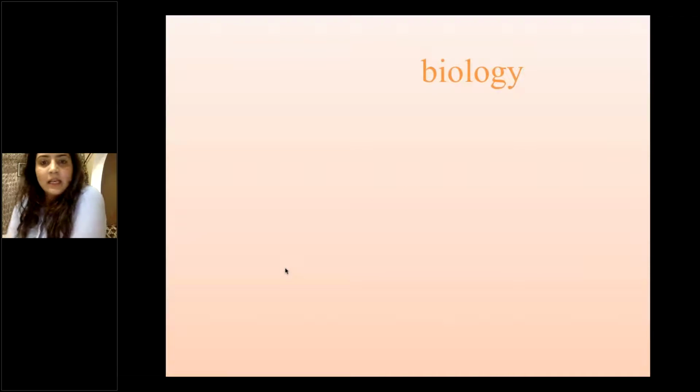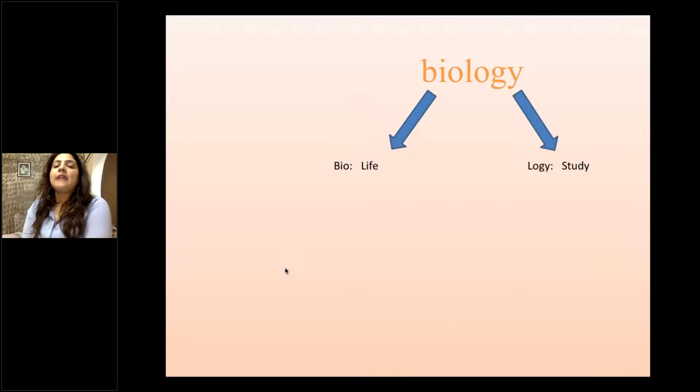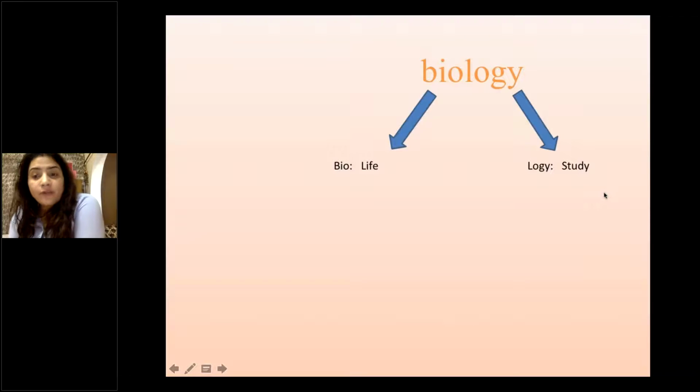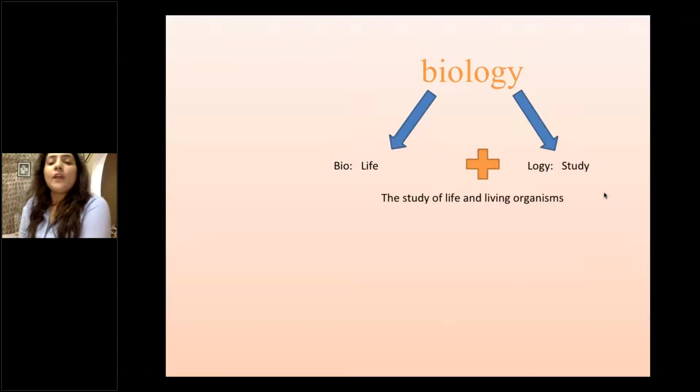Okay, so if I look at root words, let's just see biology. I'm going to start with the easier words and eventually shift to the difficult words. Now, what exactly is biology? Logy is a root word which means study, and bio is the root word which means life. When I actually use them, biology is nothing but the study of life and living organisms. So that's called biology. Absolutely correct.